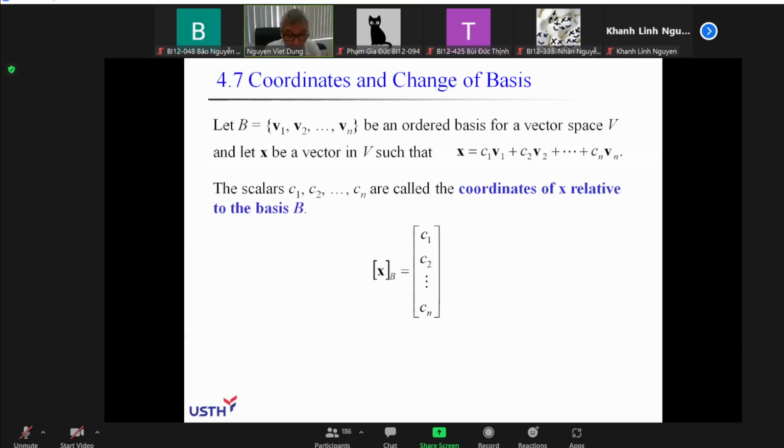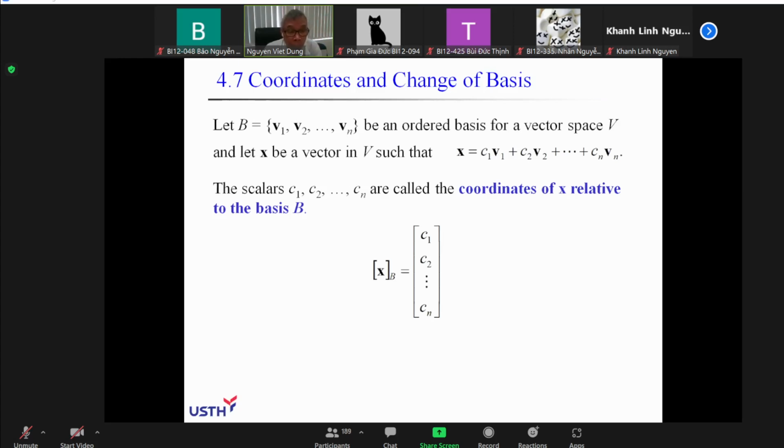Somehow it is not so difficult. That is, we study what we call the coordinate of a vector relative to a given basis. Suppose that we consider a vector space V, and V is given with a basis B of v1, v2, up to vn.